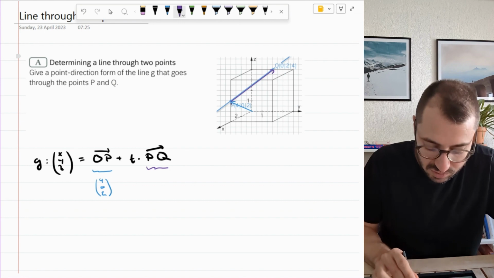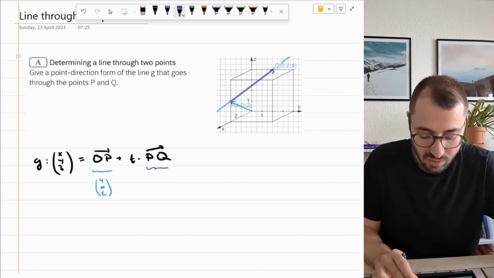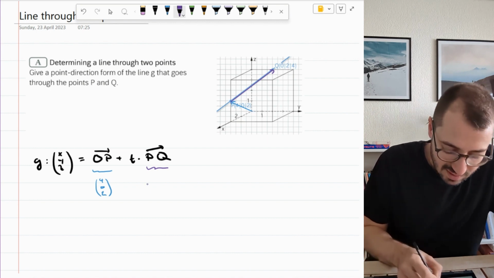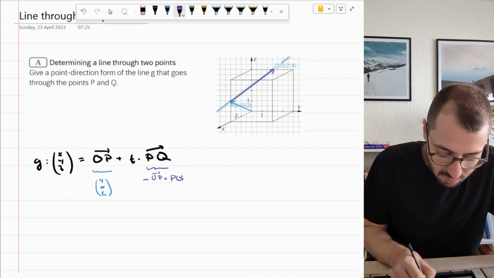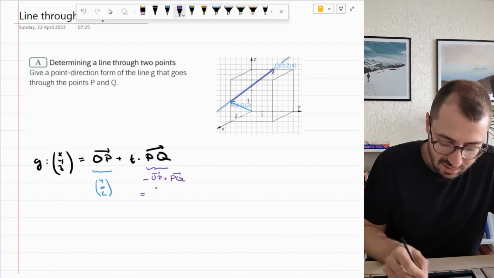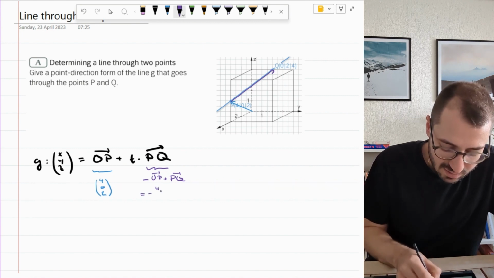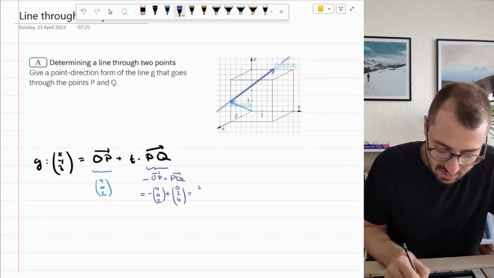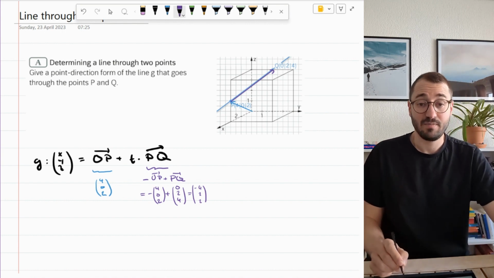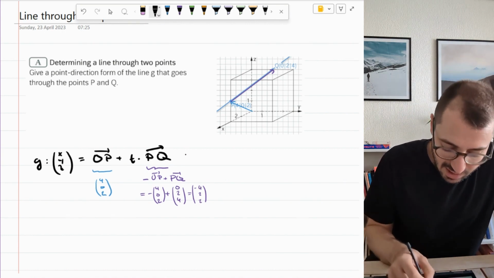And then this one, let's have a look. So here you are at this point and you need to get up here. So you go back to the origin and up here. So it's minus OP plus PQ. And that's minus 4, 0, 2 plus 0, 2, 4, which then is minus 4, 2, and 2. That's your direction vector.